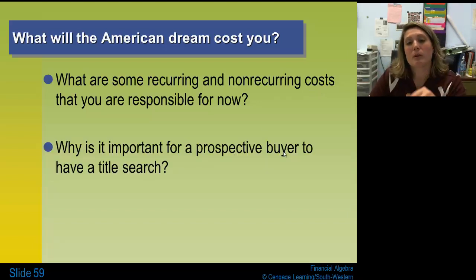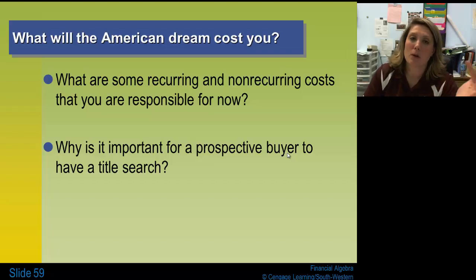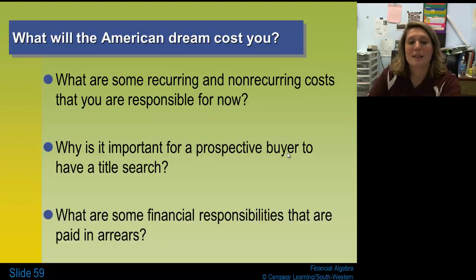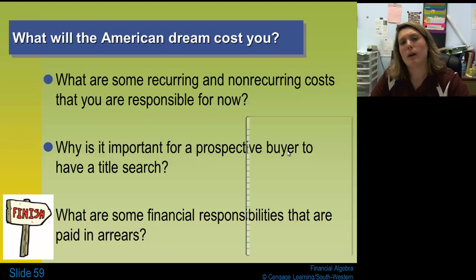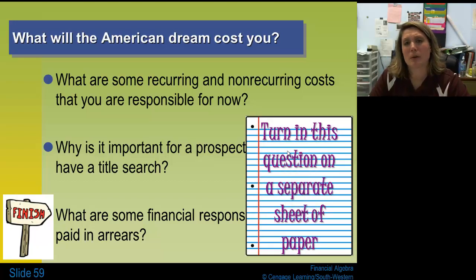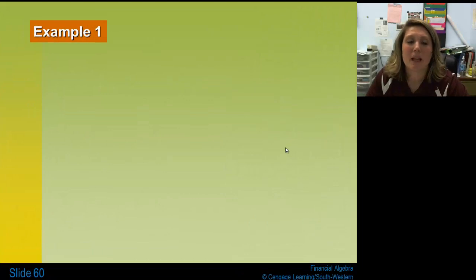Why is it important for a prospective buyer to have a title search? So if you want to buy the house, why is it important that you have the title search done? Remember what title search was, looking to make sure that the previous owner or the current owner is legitimately the owner. Why is that important? What are some financial responsibilities that are paid in arrears? So what are some things that you pay after you've already accrued money on them? So you need to go ahead and finish these in your notes as well as on a separate sheet of paper because you're going to turn them in.